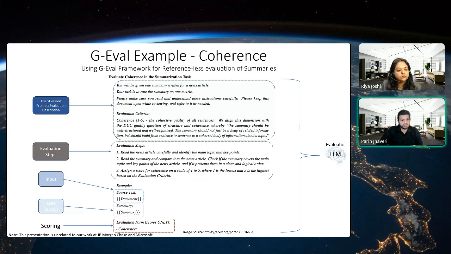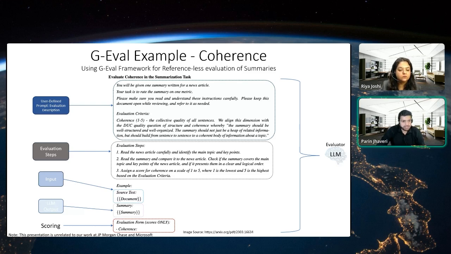We align this dimension with the DUC quality question of structure and coherence, whereby the summary should be well structured and well organized. The summary should not just be a heap of related information, but should build from sentence to sentence to a coherent body of information about a topic. So this particular part, the evaluation criteria, as mentioned, is written by the data scientist itself. This evaluation criteria and the previous evaluation description is given to the evaluator LLM to generate these evaluation steps, which is basically a chain of thought to help the evaluator LLM to evaluate how good the summary is on the coherence metric.